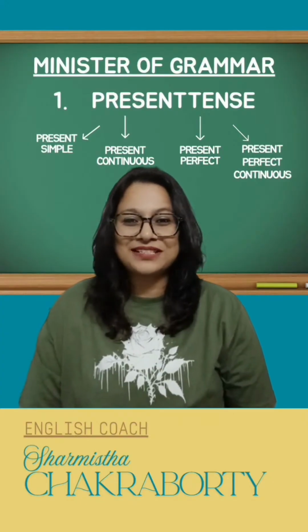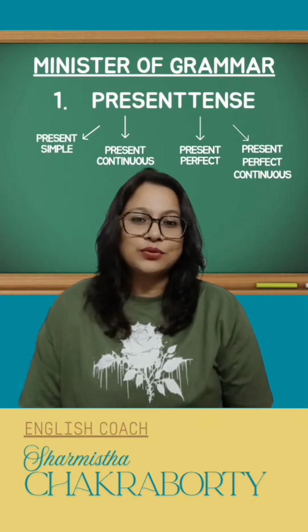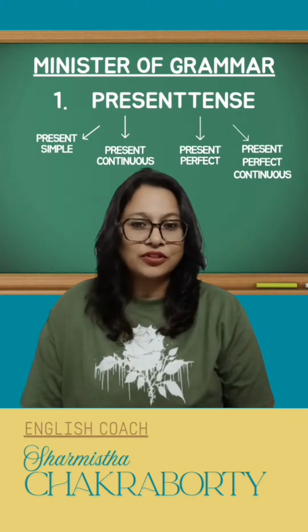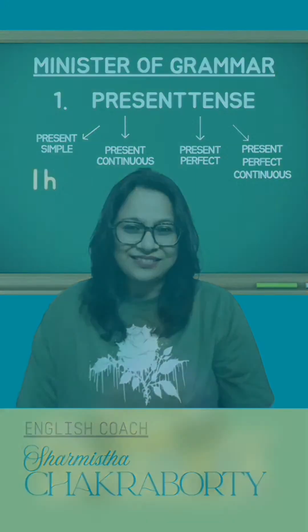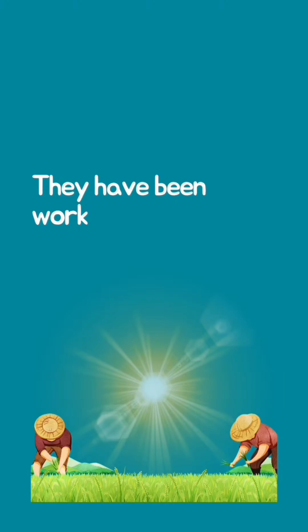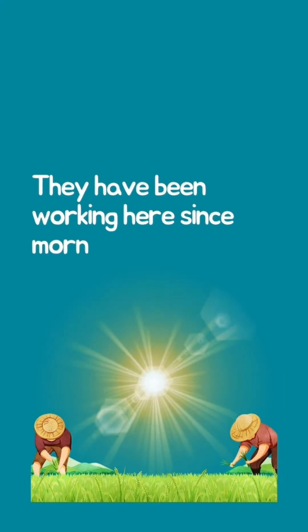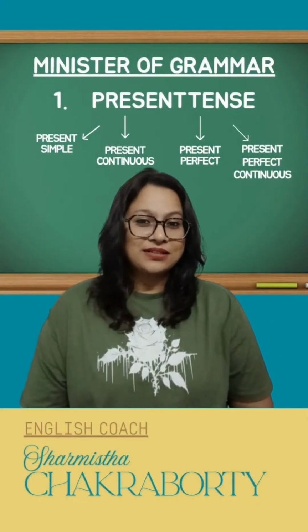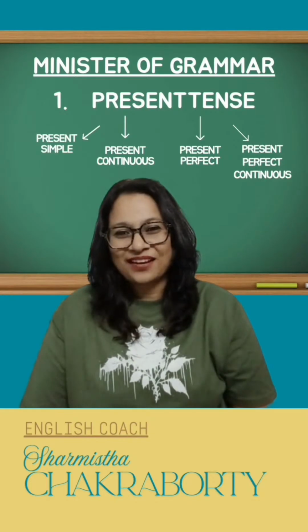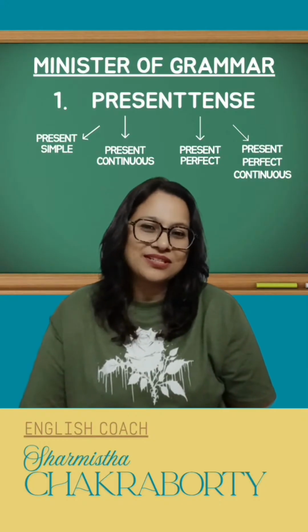And finally, we have present perfect continuous. This is used for those actions that have started in the past and are still going on now, often showing how long something has been happening. So when I say I have been studying for 2 hours, I am expressing that I started 2 hours ago and I am still studying. Similarly, when I say that they have been working here since morning, it means that they began in the morning and are still working. Think of this as the minister who keeps the record of ongoing work from the past till the present.